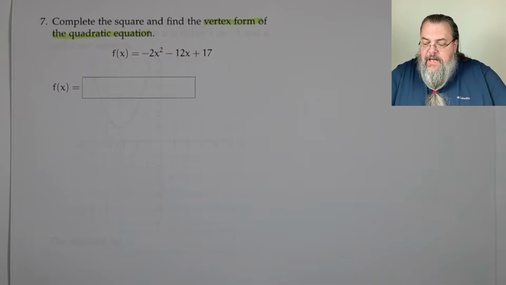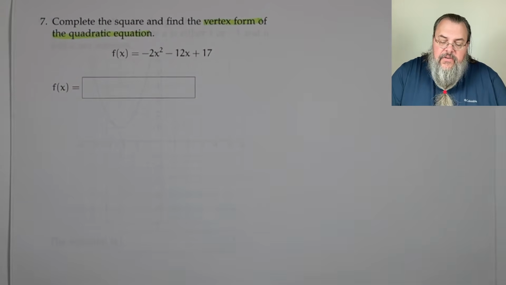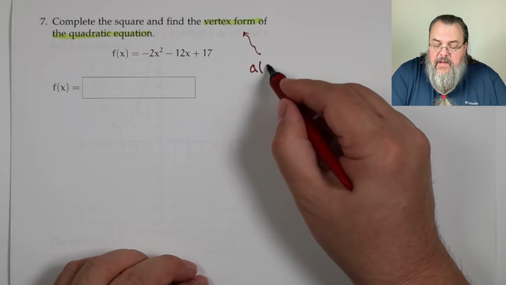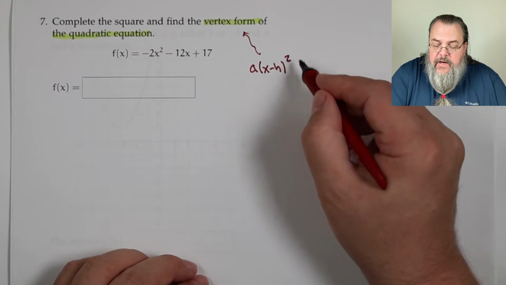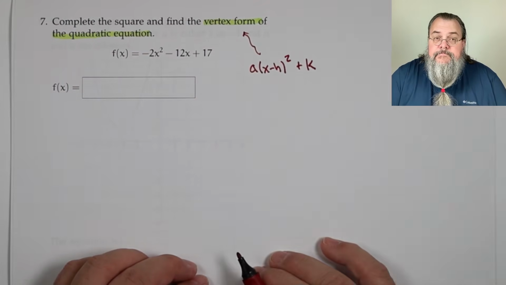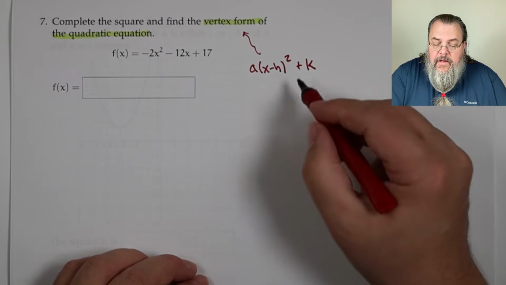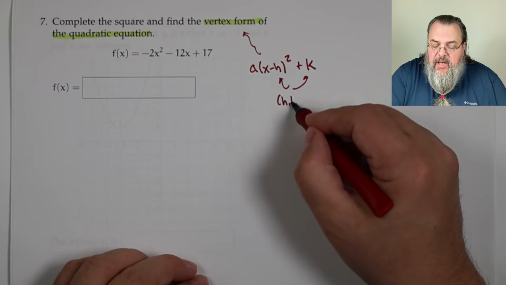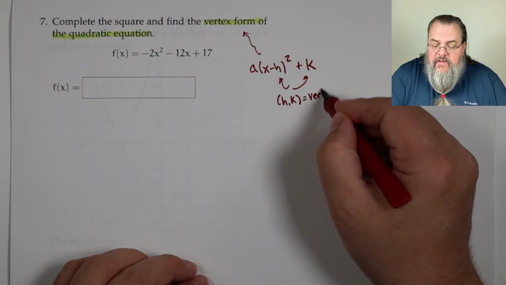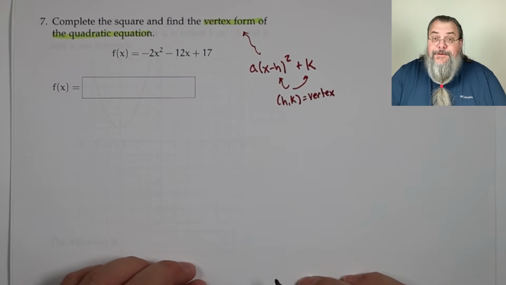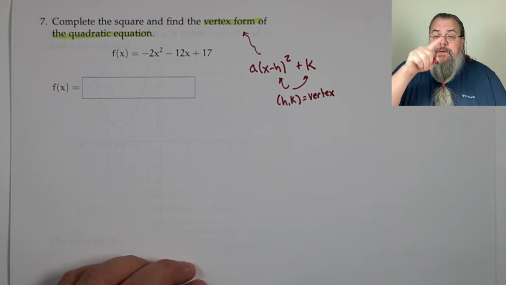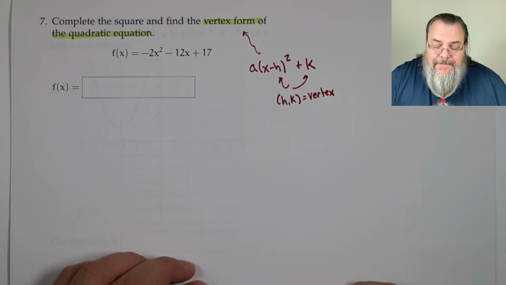So what that is telling us is we're trying to write it as the following: a times x minus h squared plus k. And what is happening is at this point, h comma k is the vertex. So this is why they call it the vertex form. In other words, it's sort of like the bottom of the parabola if a is positive, or the top of the parabola if a is negative.